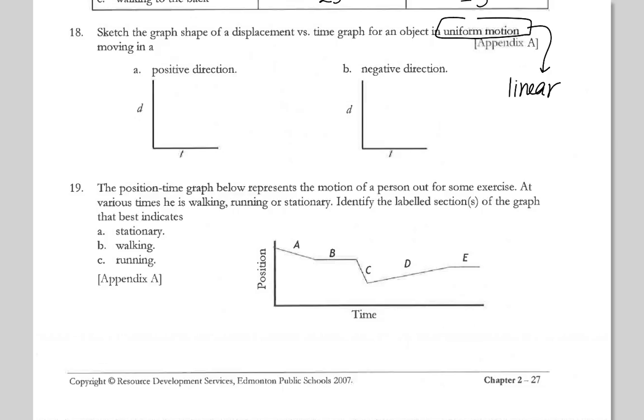Okay, so, or some linear graphs, pardon me. And if it's moving in a positive direction, will the slope be positive? Yes. And if it's moving in a negative direction, it would just be negative. Just make sure you draw straight lines. Don't do what I just did. Draw a straight line. Use a straight edge. All right.